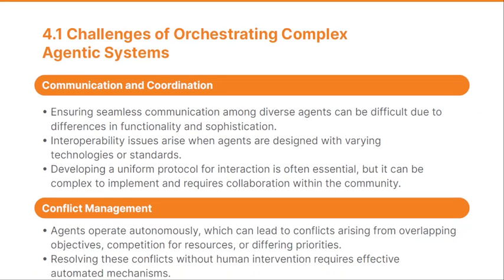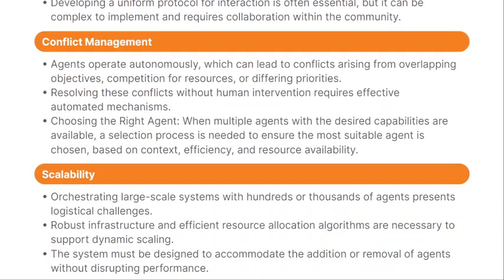Challenges of orchestrating complex agentic systems. So first one is communication and coordination. Ensuring seamless communication among the diverse agents can be difficult due to the differences in functionality and sophistication. Interoperability issues arise when the agents are designed with varying technologies or standards. Developing a uniform protocol for the interaction is often essential, but it can be complex to implement and requires collaboration within the community. So conflict management is there.